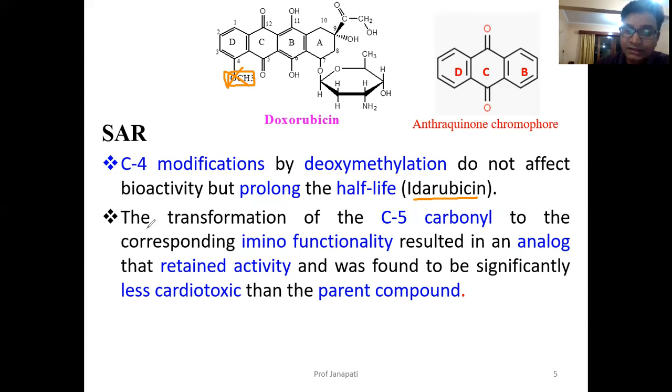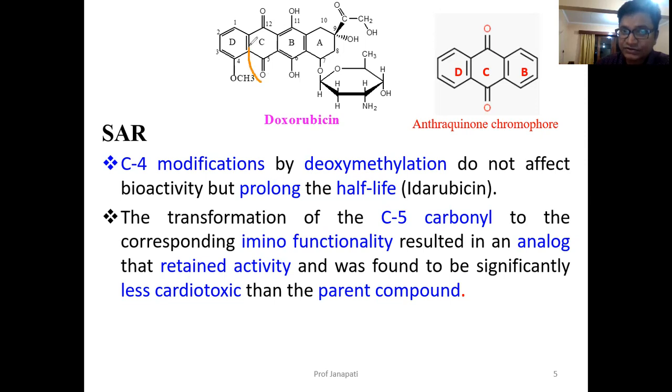Now, transformation of the fifth carbonyl group to the corresponding imine functional group resulted in an active compound. Still, there is no marketed preparation, but they are in development. I told you in the first slide itself, 25 compounds are in the pipeline, so one among that is this one. What is the advantage of this? These drugs have a cardiotoxicity effect, but when there is an imine group, there is no cardiotoxicity.